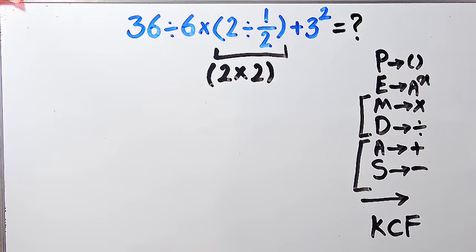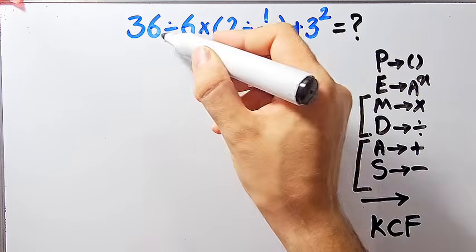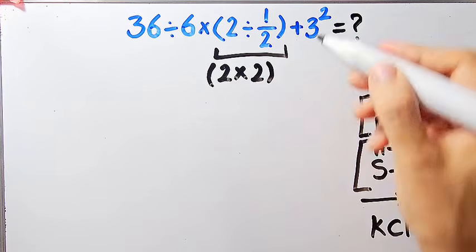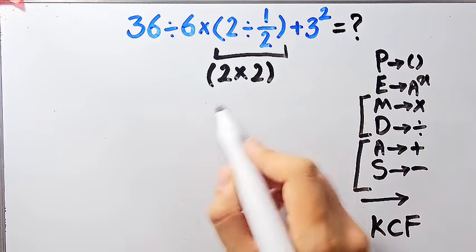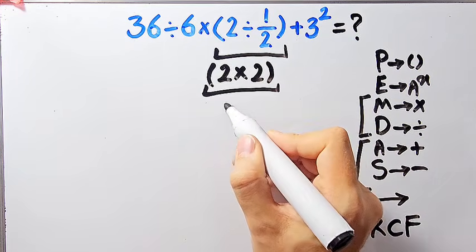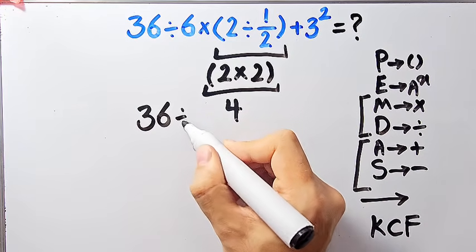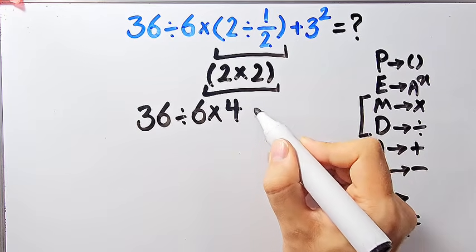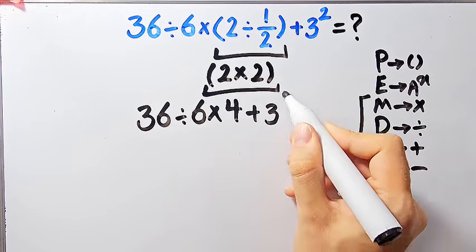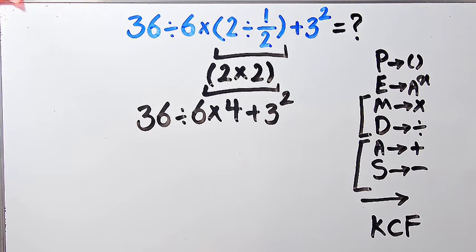The question is 36 divided by 6 times open parentheses 2 times 2 close parentheses, then plus 3 to the power of 2. We have division, multiplication, parentheses, addition and exponent. Again, we simplify these parentheses. 2 times 2 equals 4. Now the question is 36 divided by 6 times 4, then plus 3 to the power of 2. We have division, multiplication, addition and exponent.